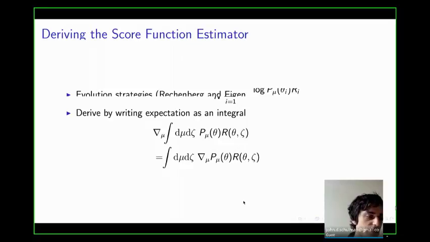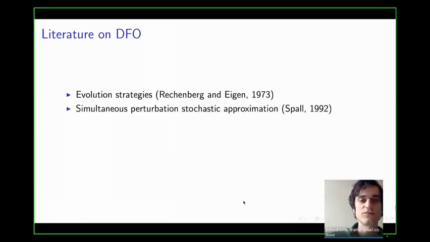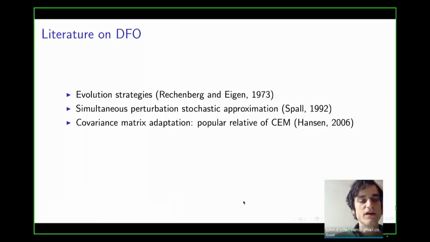So that's my overview on the derivative-free optimization. There are several different versions of this which are very similar. Actually, the algorithm where you do random direction finite differences, and you do stochastic gradient ascent with that, is usually called evolution strategies, and this is from the 70s, and it's also related to this SPSA algorithm.